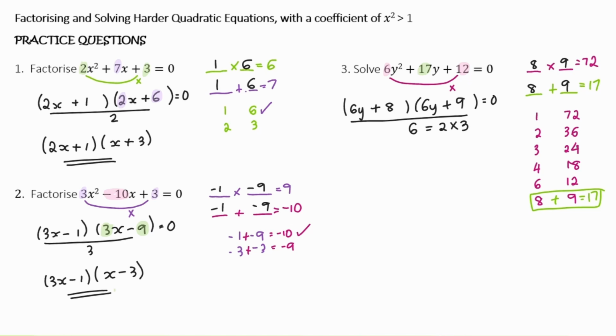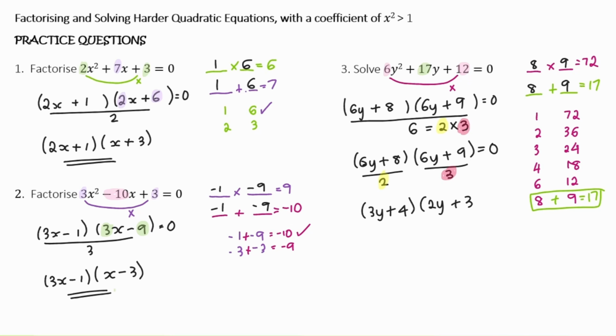As we can see, both the terms in the first bracket can be divided by 2, and both the terms in the second bracket can be divided by 3. So we are going to write 6y plus 8 and divide both these numbers by 2. And for the second bracket, 6y plus 9, we are going to divide both these numbers by 3. So we have used the 2 from here to divide the first bracket and the 3 from here to divide the second bracket. So 6y divided by 2 is 3y, and 8 divided by 2 is 4. 6y divided by 3 is 2y, and 9 divided by 3 is 3.